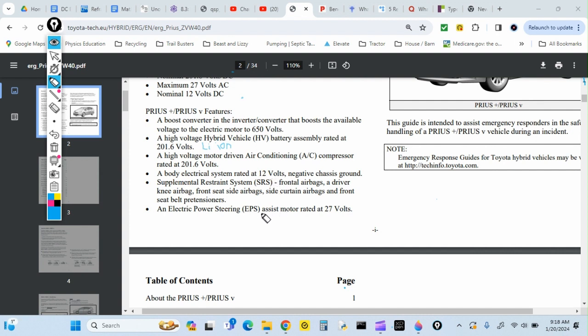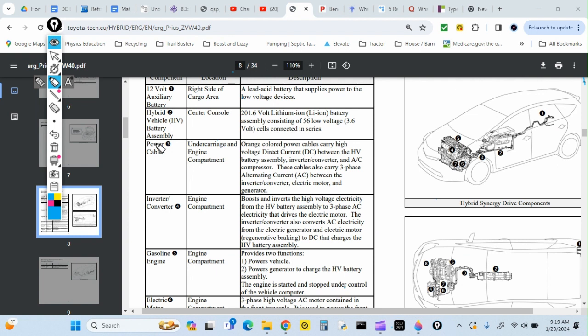An electric power steering. Oh, electric power steering. That's where the 27 volts come from. Most power steering is not electric, but in the Prius it is, and there's the 27 volts. Here's some more information that's a little bit helpful.